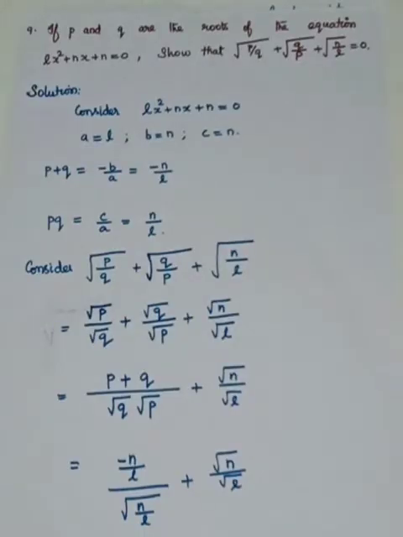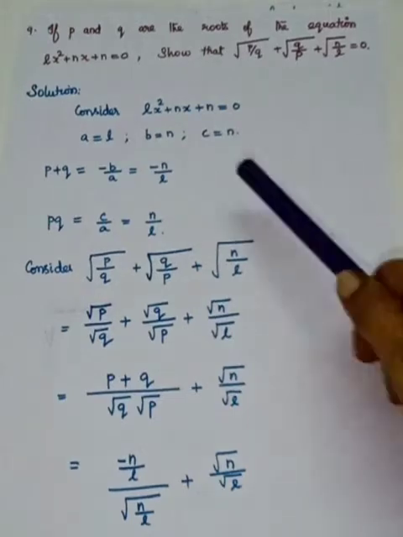Coming to problem number 9. If p and q are the roots of the equation lx square plus nx plus n is equal to 0, show that square root of p by q plus square root of q by p plus square root of n by l is equal to 0. We have to prove this result.